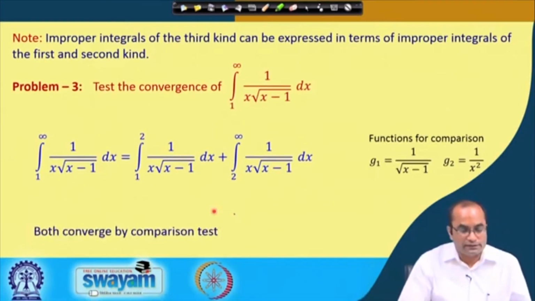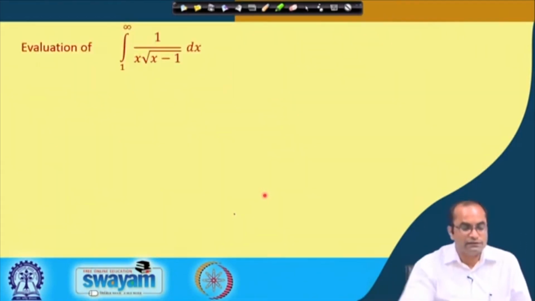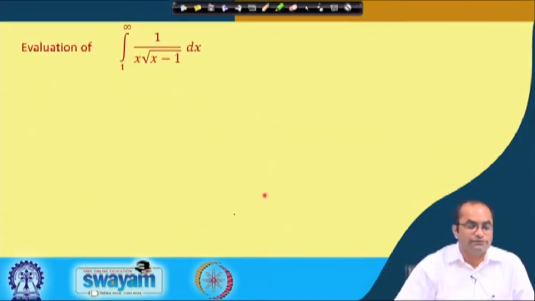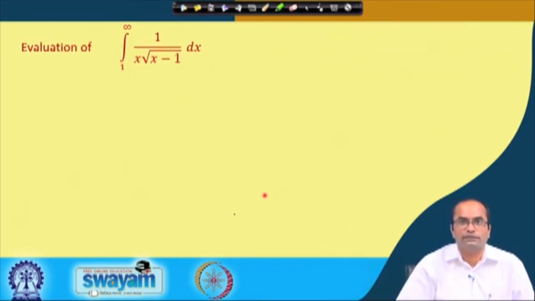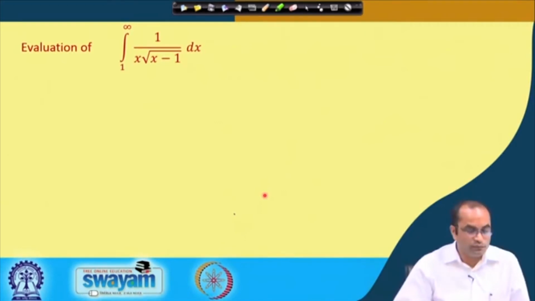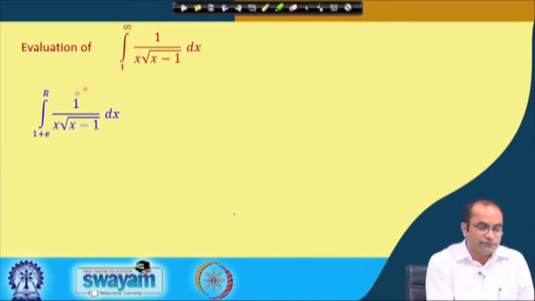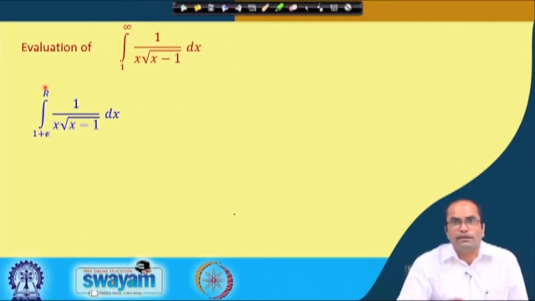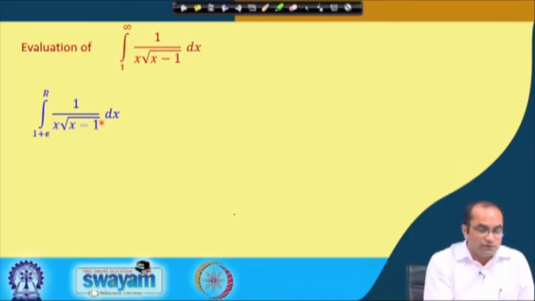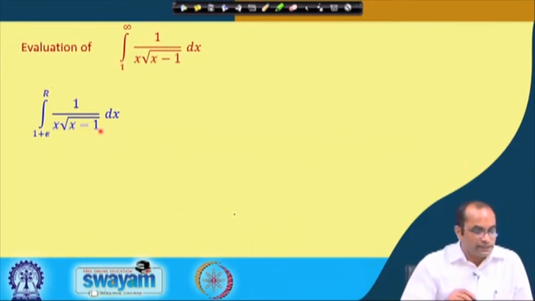by this comparison test. Indeed, now in this case we can also evaluate this function exactly using the same idea, by breaking this integral into two parts, where the first integral will be of type 2, the second will be of type 1, and then we can evaluate each one. Or we can consider now this integral, the same idea that we have avoided here this 1 by taking 1 plus epsilon, and the upper limit which was infinity we have replaced by a large number r, and taking 1 over x times square root of x minus 1 dx.